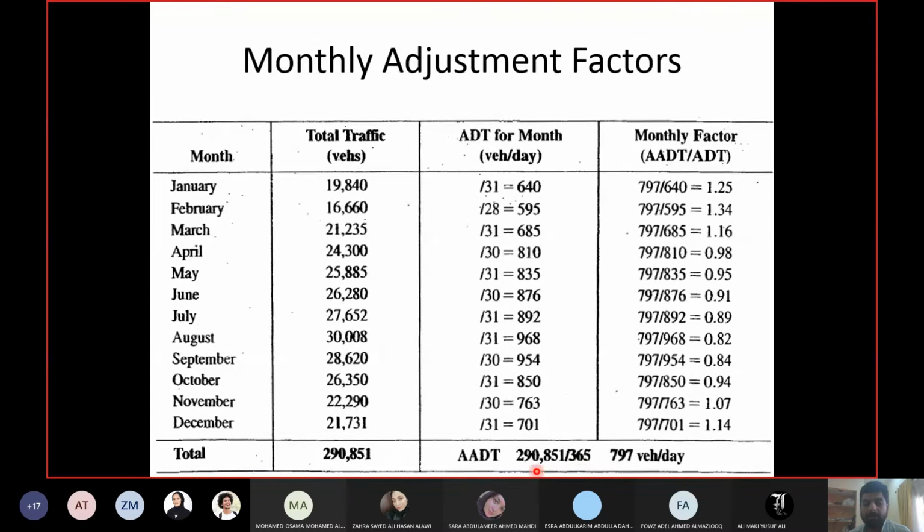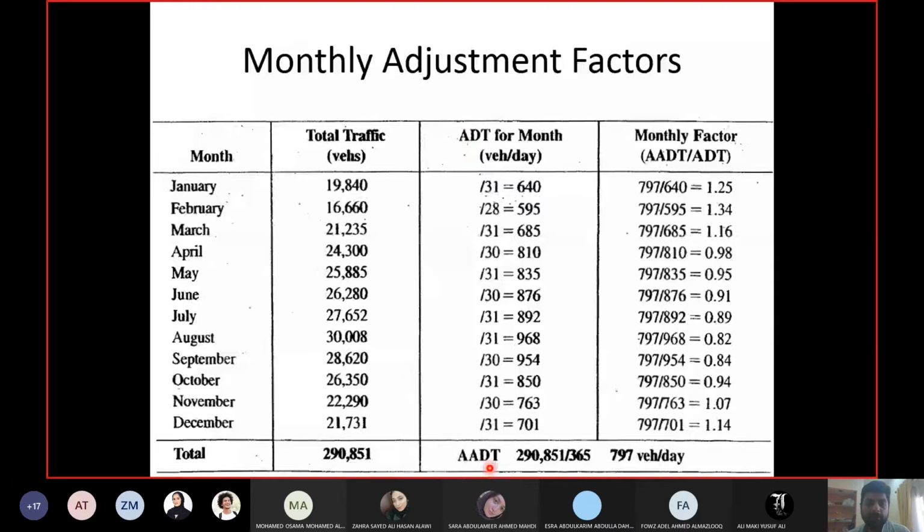So total was 290,851 divided by 365, you get 797 vehicles per day. So this is the AADT for this location. This is what it is for the entire year. Now, if you want average traffic for each month, take the total traffic divided by the number of days of that month. So 19,840 divided by 31, which is the number of days in January, you get vehicles per day, or ADT for January. ADT meaning average daily traffic, and AADT is annual average daily traffic.